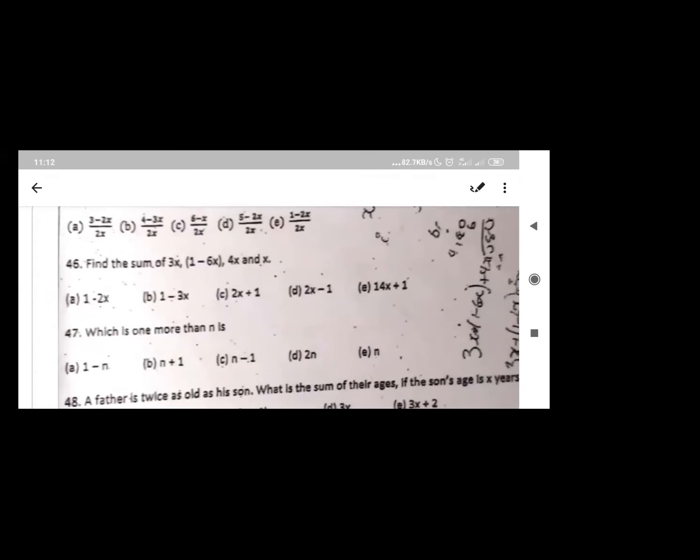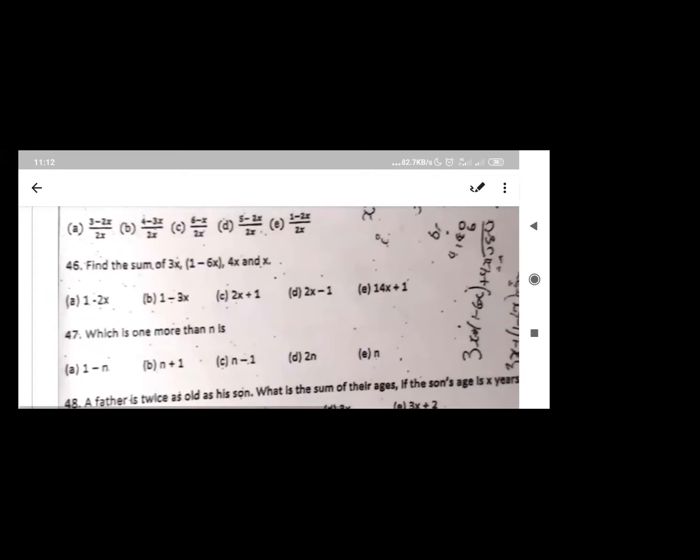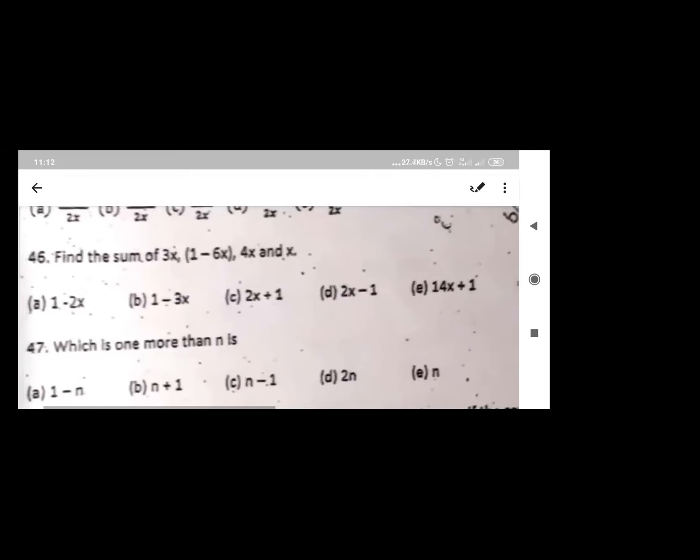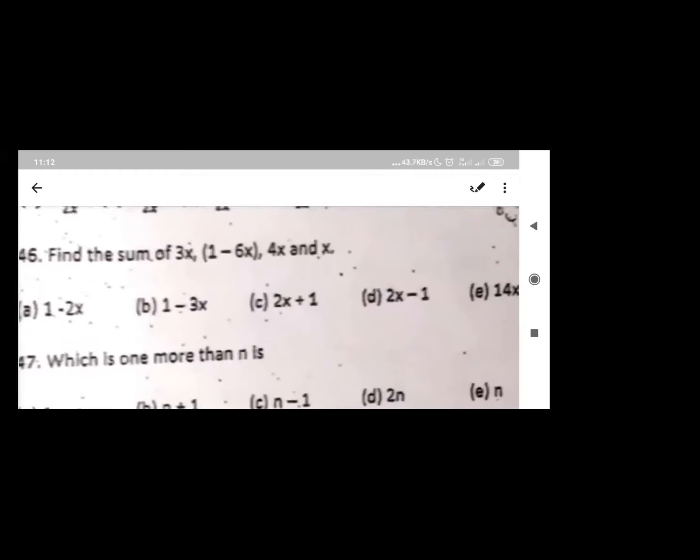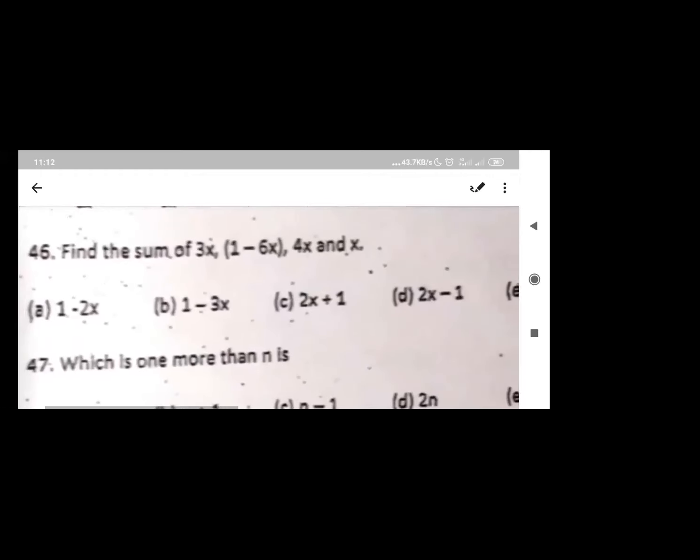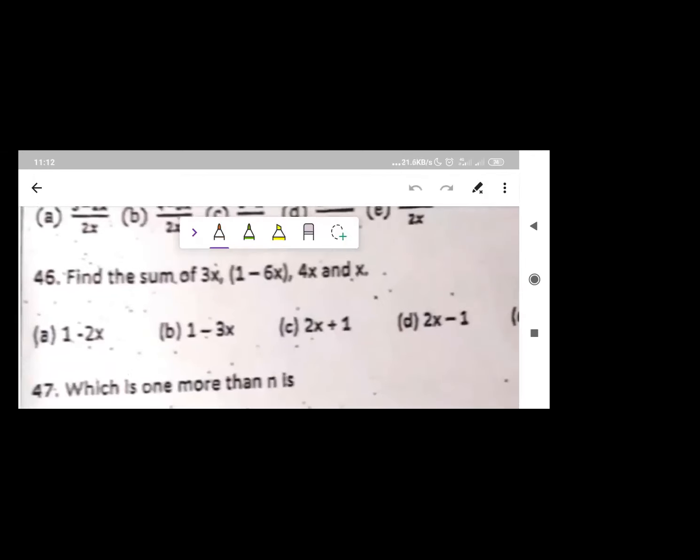46 says, find the sum of 3x, 1 minus 6x, 4x, and x. So how do we do that? Sum means we are adding. And then we have been taught how we can deal with expressions. So what we just need to do is add them. We have 3x, 1 minus 6x, 4x, and x. So can we quickly add them?